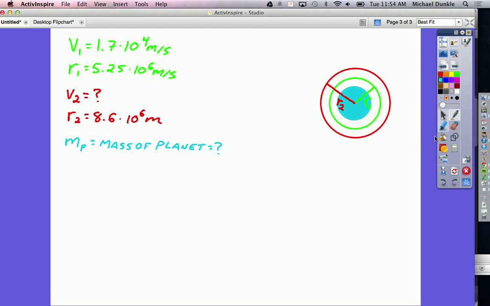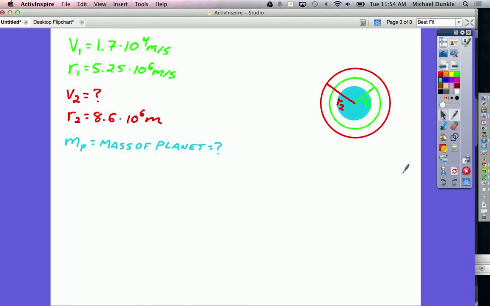Problem 22 from the review paper. In this problem, a satellite is in a circular orbit around some unknown planet. The satellite has a speed of 1.7 times 10 to the 4th meters per second, and the radius of the orbit is 5.25 times 10 to the 6th meters.